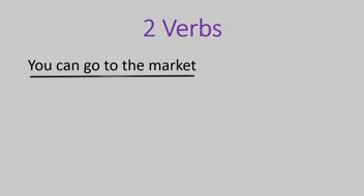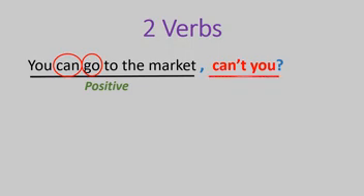You can go to the market. Now, this particular statement is positive because we do not have any negative words like no, not, never in this statement. So this is a positive statement. And can and go, these are your two verbs, right? Now when we are to change a positive statement to a question using a question tag, we have to use a negative question tag. So we take the first verb, the auxiliary verb, which is can, the helping verb can, and we change it to its negative form. So the answer becomes, you can go to the market, comma, can't you? Okay, can't you? This particular question tag is negative. So can changes to can't and you remains you.